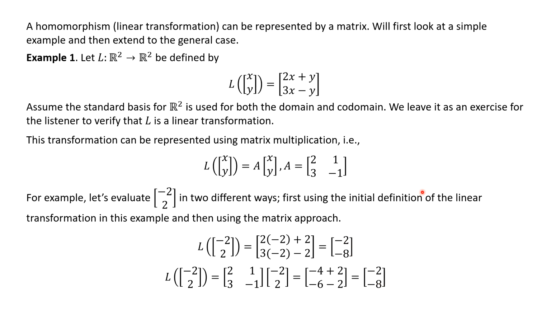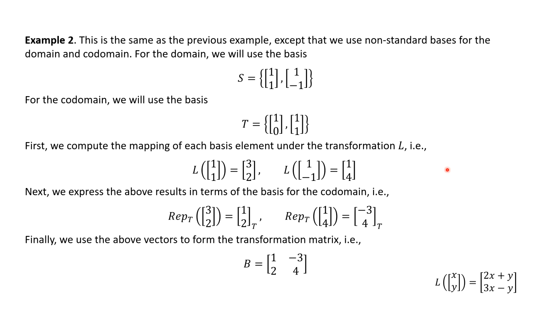The situation gets a little bit more complicated when we don't use the standard basis in either the domain or the codomain, and I have an example of that on the next slide. We're going to use the same linear transformation as in the previous example. I have it written down here on the bottom so you don't need to go back a page. However, we're going to use different bases: the basis S for the domain and the basis T for the codomain.